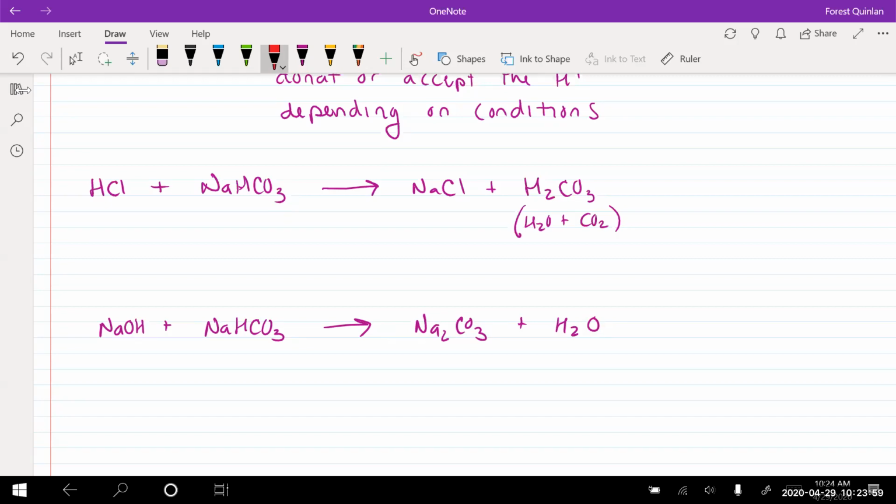Hydrochloric acid. Very good. That is clearly the acid here, right? That's because this H is going to be donated to the HCO3 to make H2CO3. So this is the acid because it donated. And that means that this guy is the base because it accepted. The baking soda is the base.